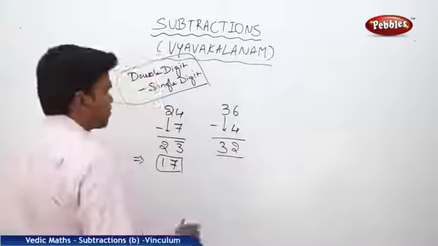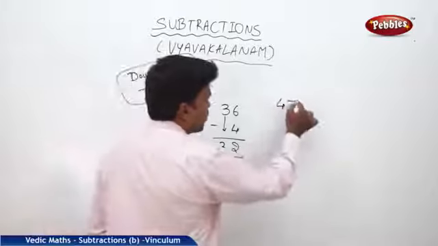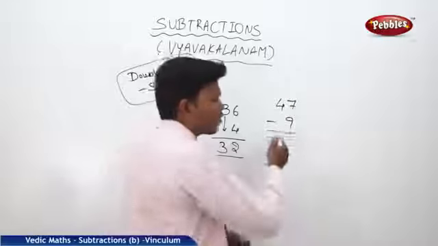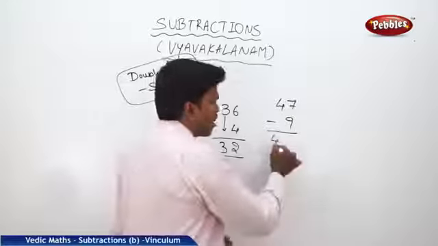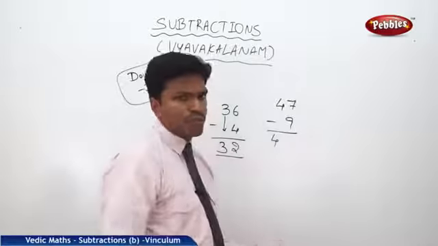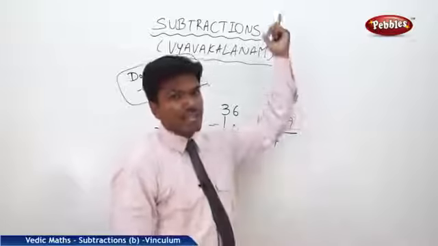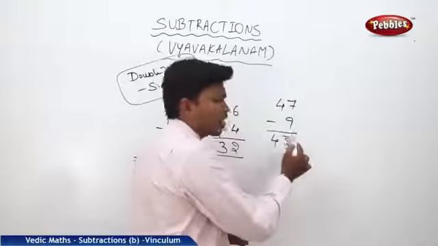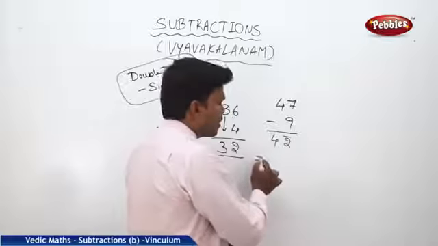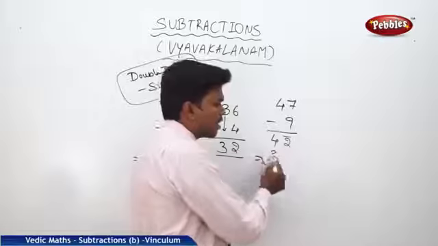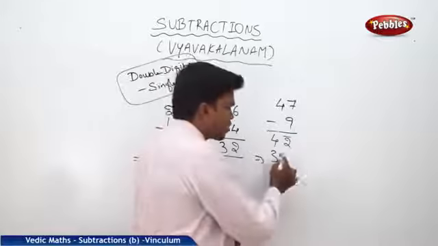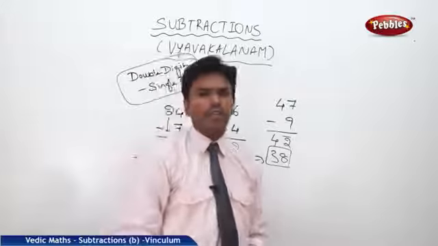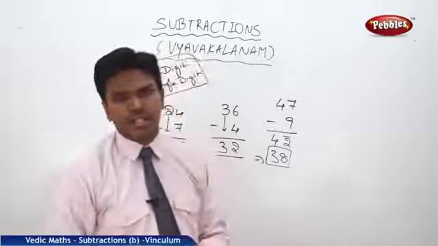One more example. Suppose you tell me now 47 minus 9, I want to subtract. So drop this 4 as it is. And 7 minus 9 is not possible. So go reverse. 9 minus 7. How much? 2. But yes, with a bar on it. Now what is the normal number? Convert this number. 4 becomes 3. What is the complement of 2? 8. So your answer is 38. Okay, so like this we can do double digit minus single digit.